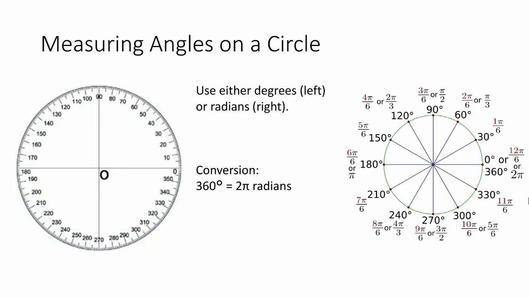Radians are just a different way of measuring those same angles. All the way around the circle is equal to 2 pi radians. Halfway around the circle would be pi radians. And there's this other diagram on the right that shows you the conversions between different angles and their radian equivalent. But the easy way to convert between radians and degrees is to just use this conversion of 360 equals 2 pi radians, or 180 equals pi radians.